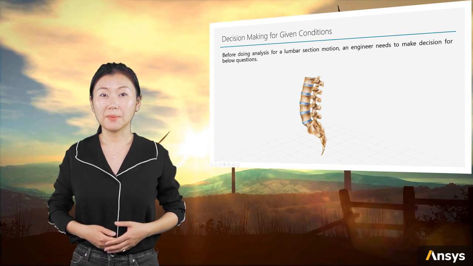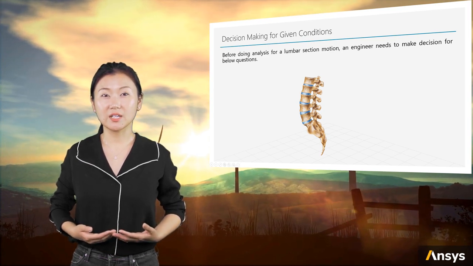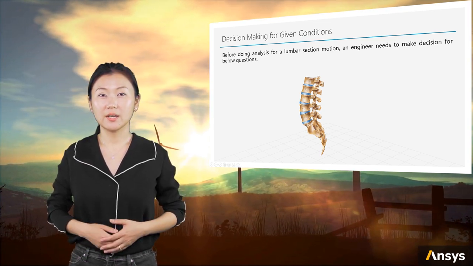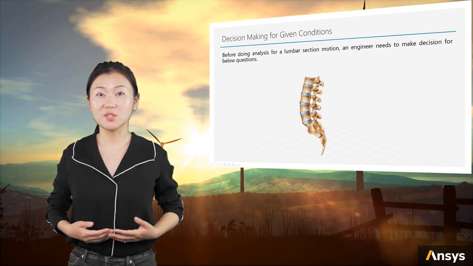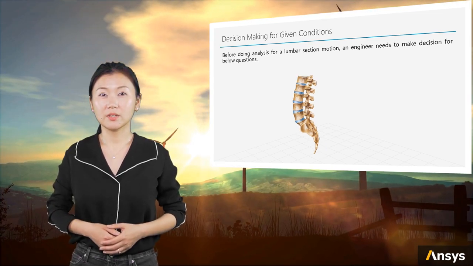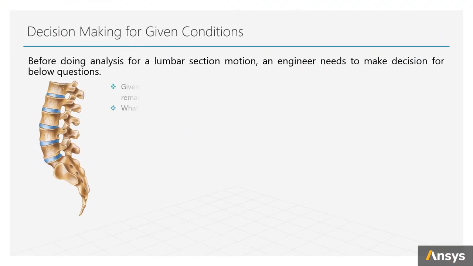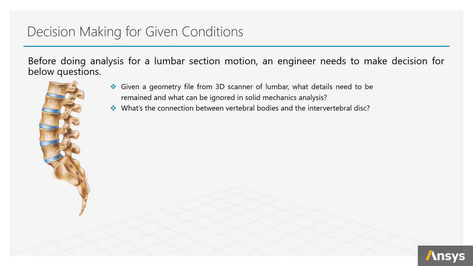Let's have a look at a more complicated problem. A mechanical simulation is needed for the study of the lumbar section motion. An engineer needs to make decisions for such questions. Given the geometry file from a 3D scanner of the lumbar, what details need to be retained and what can be ignored in solid mechanical analysis? What's the connection between the different parts?